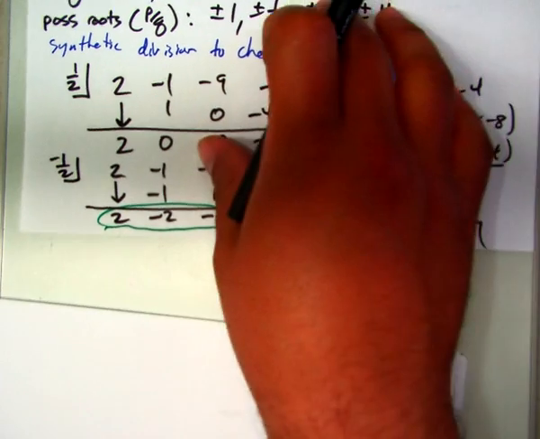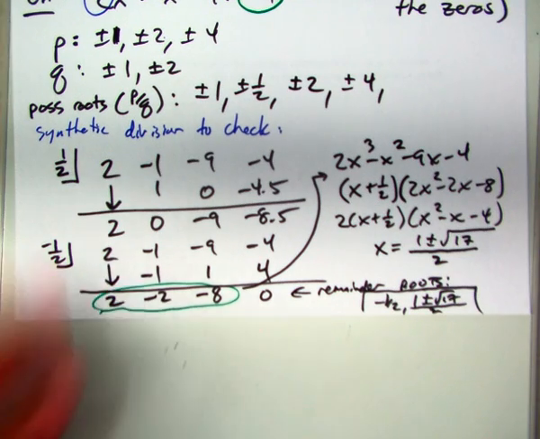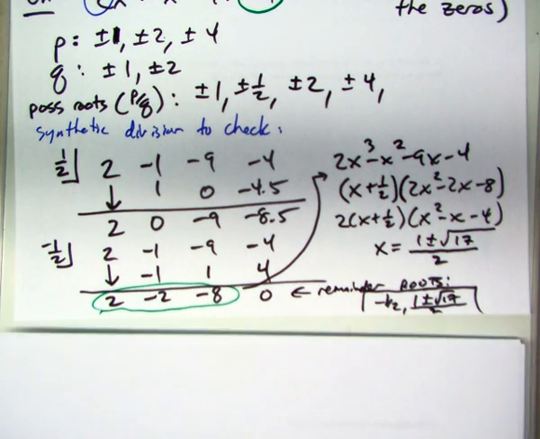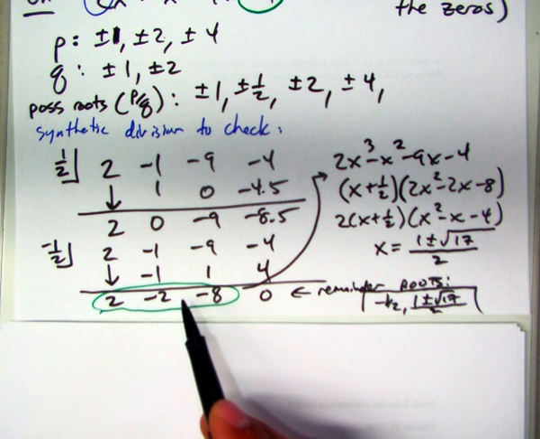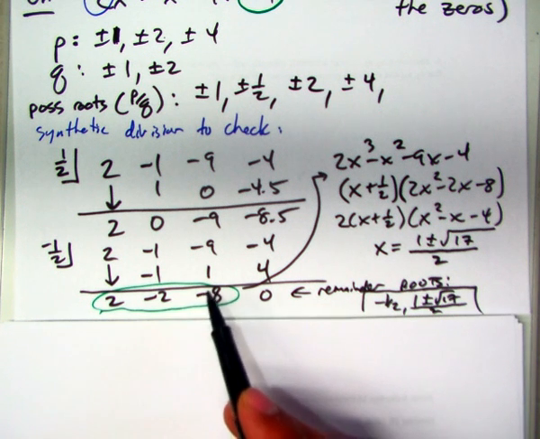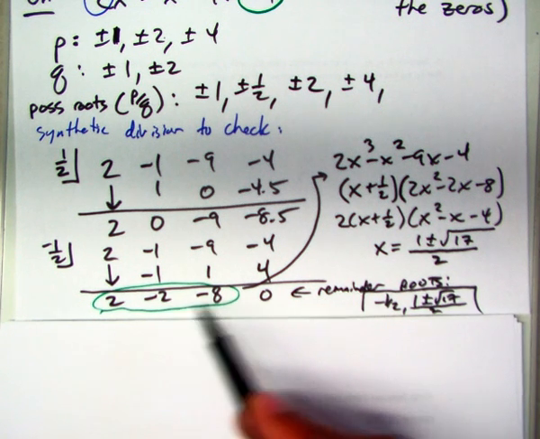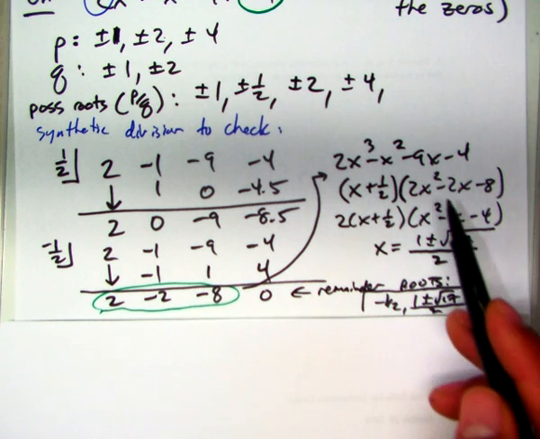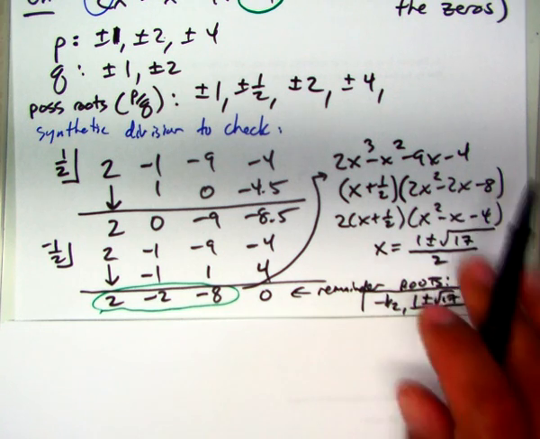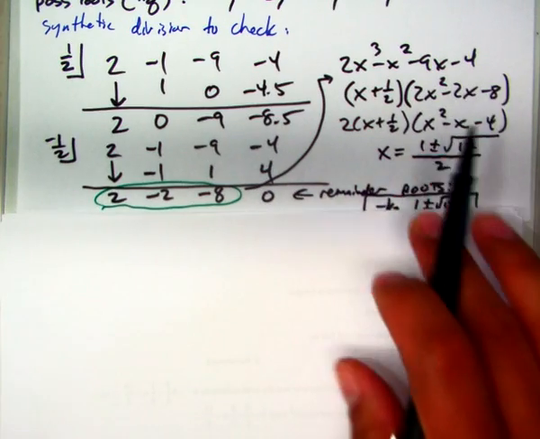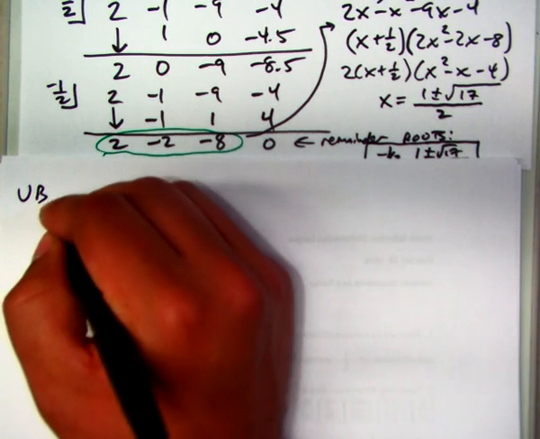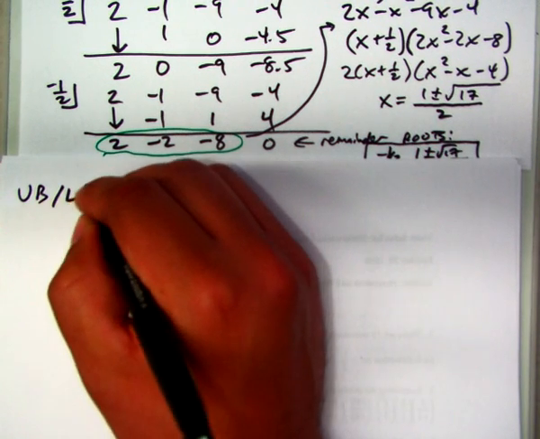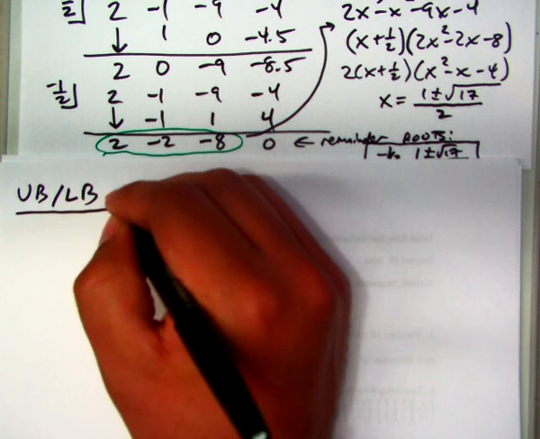Find your P's and Q's, test these values, see which ones give you roots, and then take whatever you have left over and see what you can do with that. Either you keep checking for more roots, or maybe if it's a quadratic now, you can use the quadratic formula or factor some more, and then you can find the other answers. Okay? So let's talk about the upper and lower bound theorem. Upper bound, lower bound theorem.